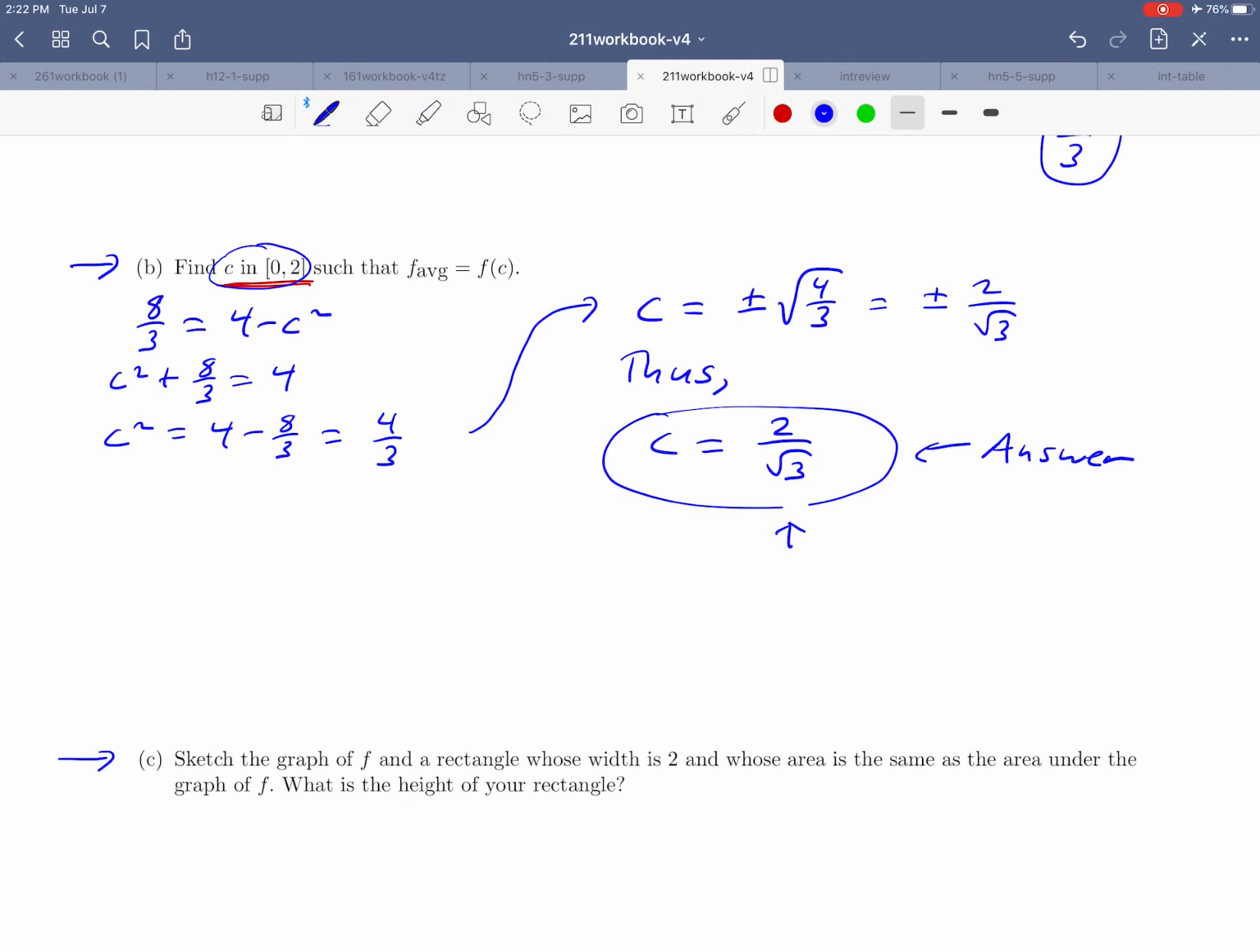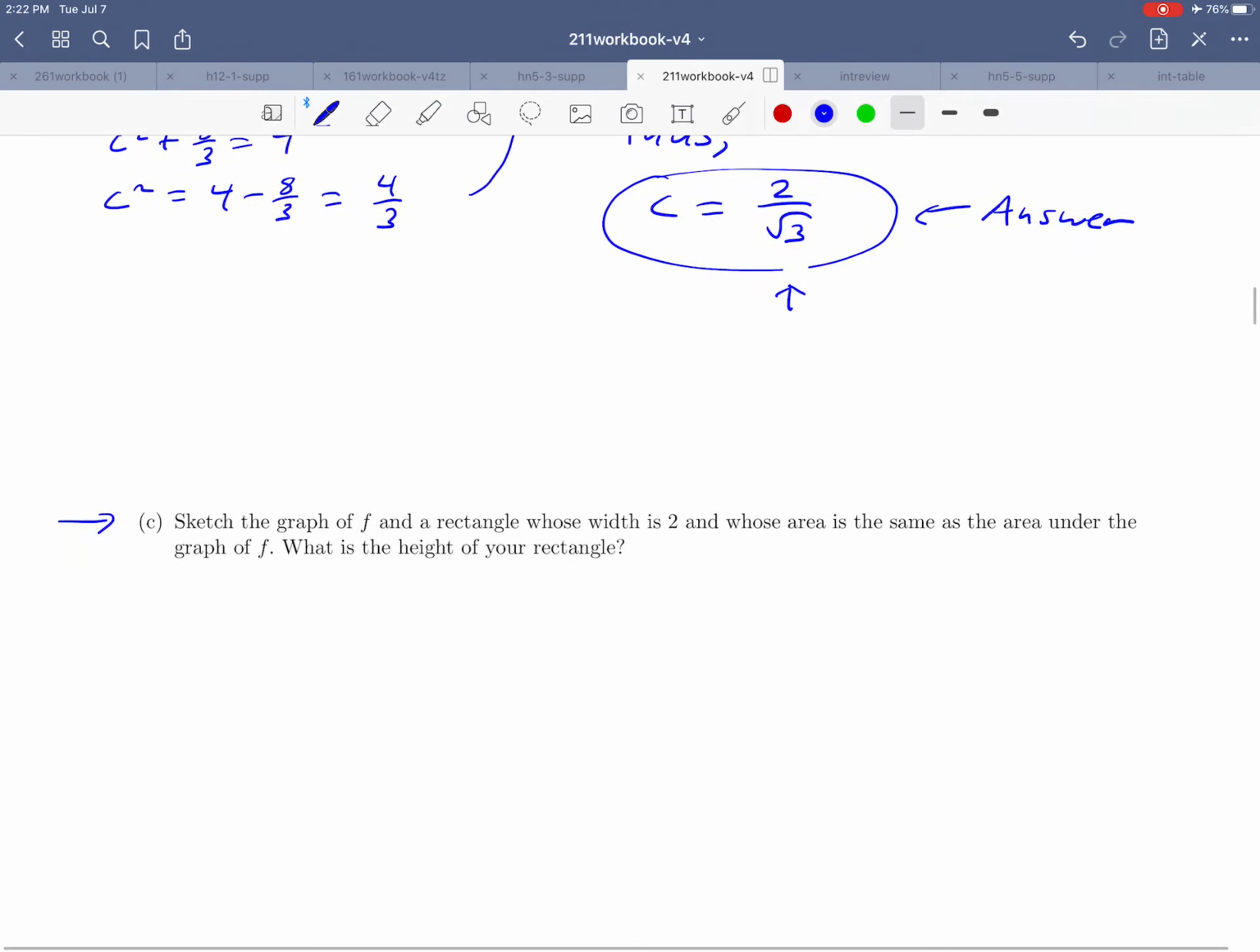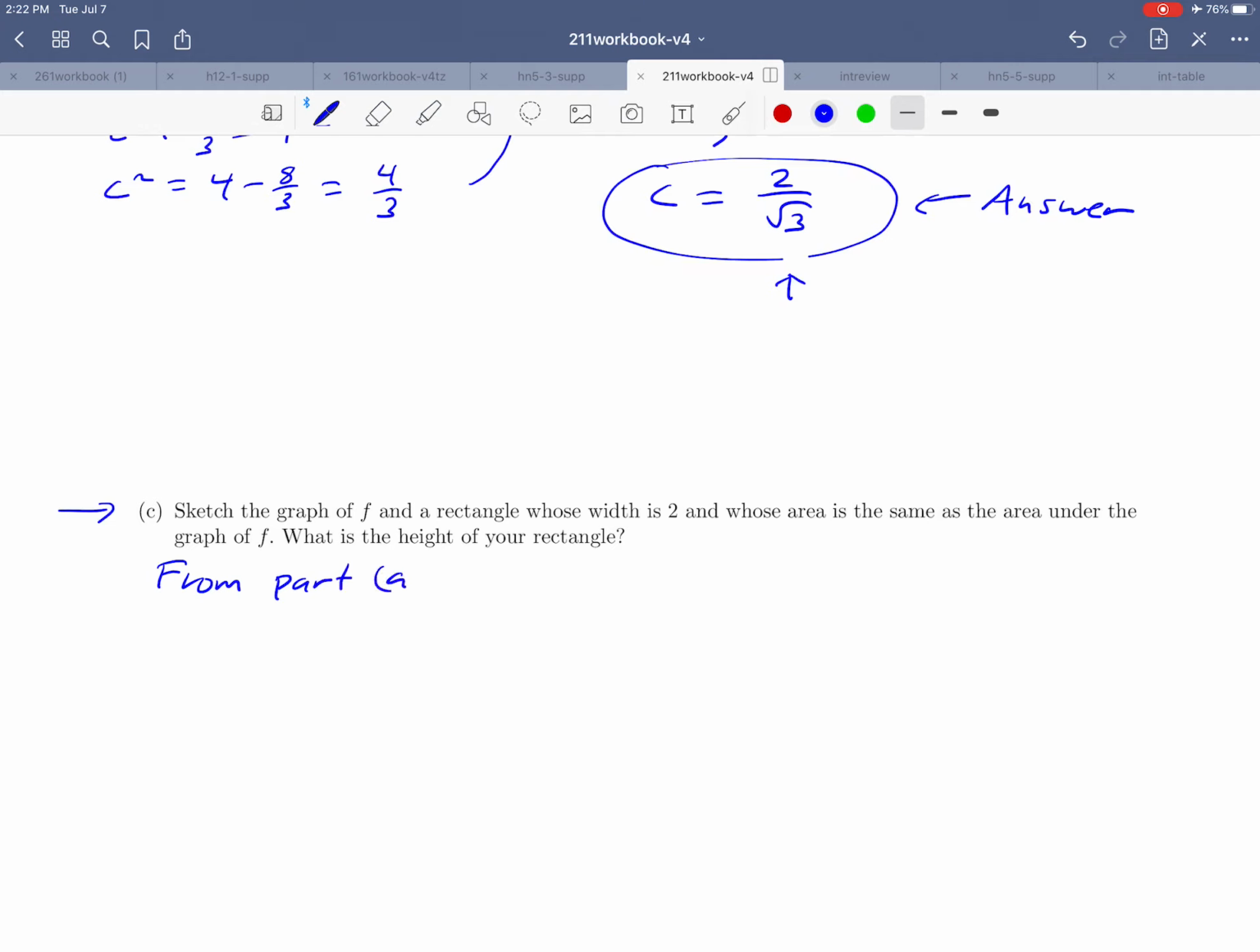Okay. And lastly, there's one other part to this problem. They'd like us to sketch a graph of f in a rectangle whose width is 2 and whose area is the same as the area under the graph of f. What is the height of your rectangle? Well, this is kind of a mysterious sounding question at first, but it's going to give us a graphical interpretation of what average value is telling us. So I want to start by just making an observation from part A here.